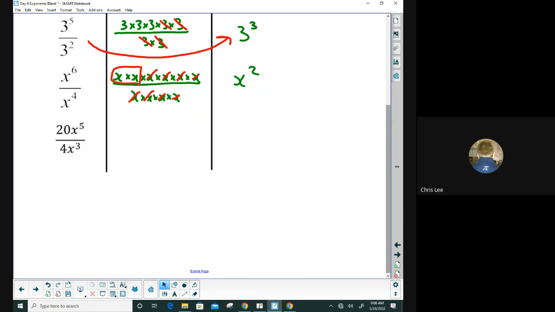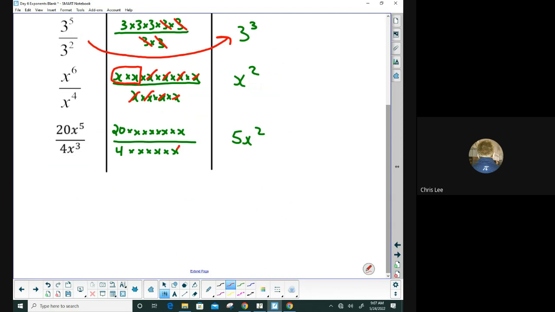So Ashton, what do you think the answer is going to be? 5x to the power of 2. I agree with what Ashton's saying. Let's expand it out and see if that works. This would be 20 times x times x times x times x. This would be 4 times x times x times x.